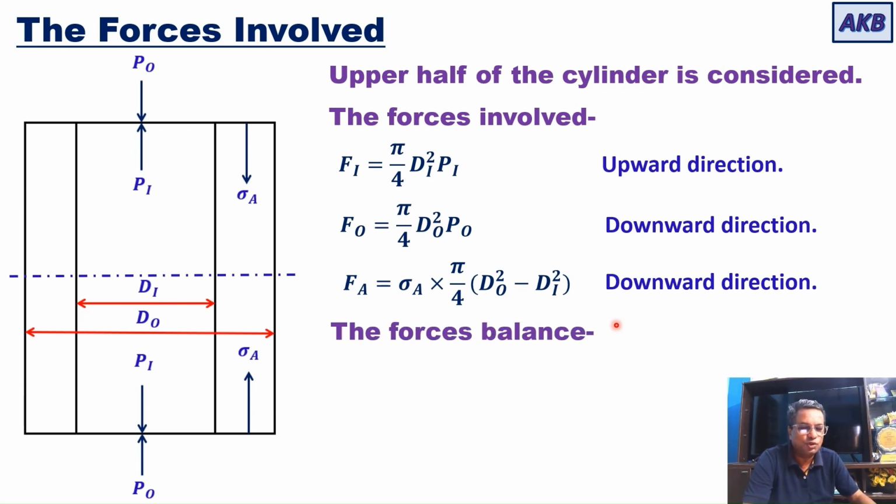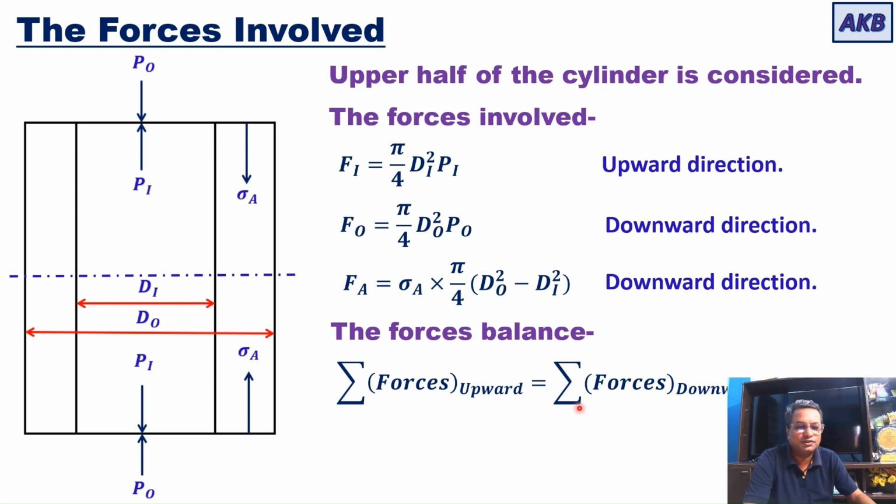Now we are going to take force balance. And what is that? Summation of forces acting in upward direction is equal to summation of forces acting in downward direction. So what are the forces acting in upward direction? There is only one, Fi. And how many forces are acting in the downward direction? They are two, Fo and Fa. So therefore you get this equation: Fi is equal to Fo plus Fa.